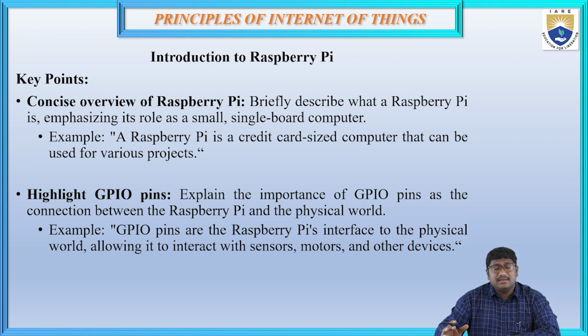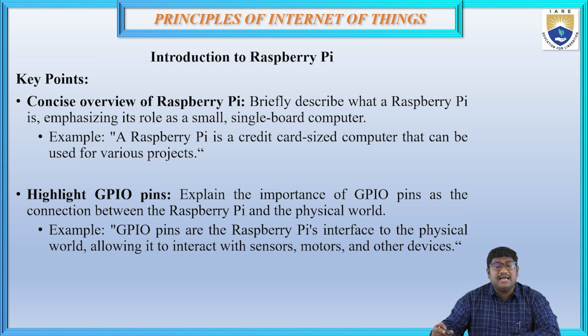Because the Raspberry Pi kit looks like a small credit card, but it can be used in various IoT projects, guys. So we can call this Raspberry Pi a single board computer, where the size is so small, but it will do high performance things. It will solve complex problems.